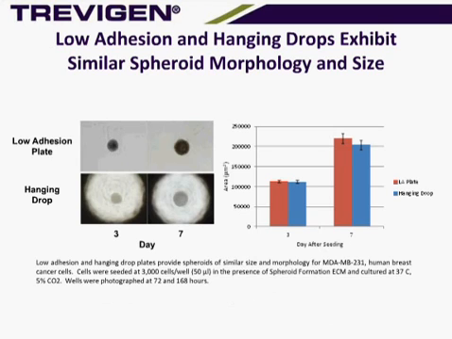And here is just a slide. We're looking at day 3 and day 7, these MDA MB231s with the spheroid formation ECM, and we see similar spheroids of similar size and morphology for the 3 and 7-day incubations. Again, we prefer the low adhesion plates. They're just easier to work with and a little bit easier for imaging as well.